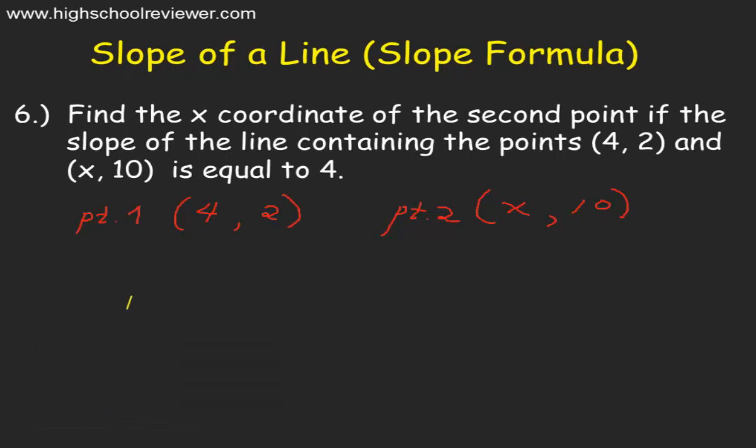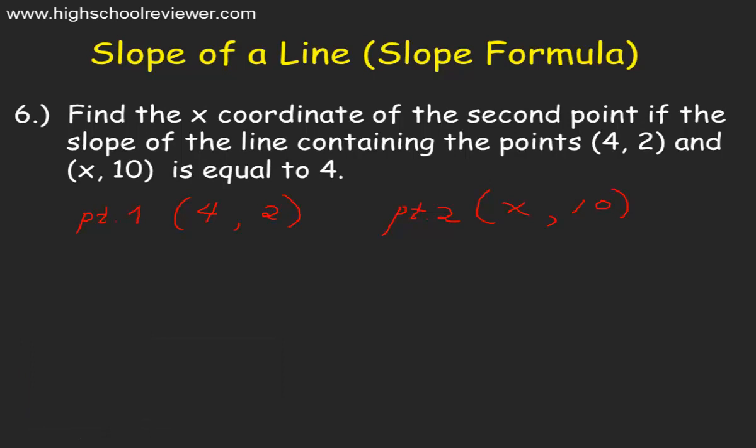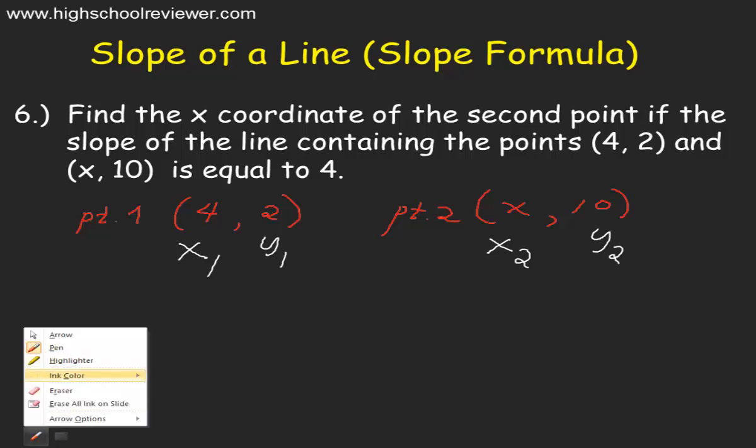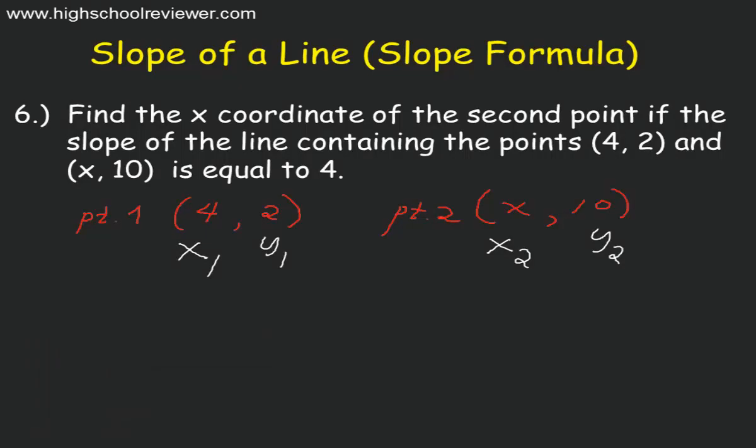Okay, so since this is our point 1, positive 4 and positive 2, positive 4 will be x sub 1, and positive 2 will be y sub 1. For point 2, x will be x sub 2, so it is the unknown, and 10 will be y sub 2. Okay, so let us now solve for the value of x sub 2. So let's not forget the m or the slope. The m is positive 4.